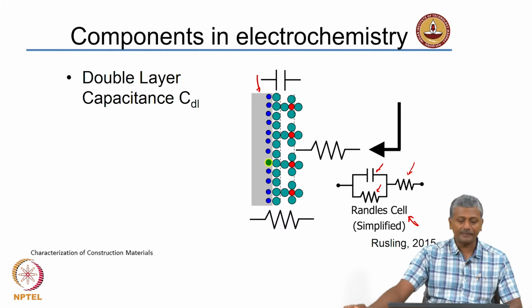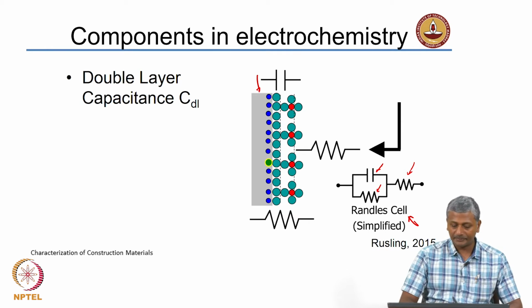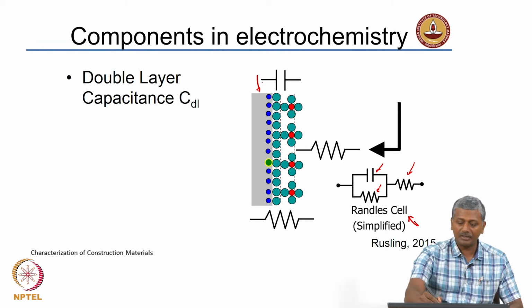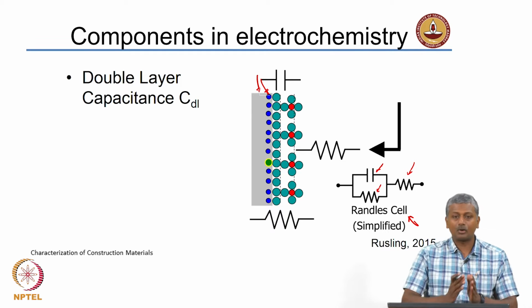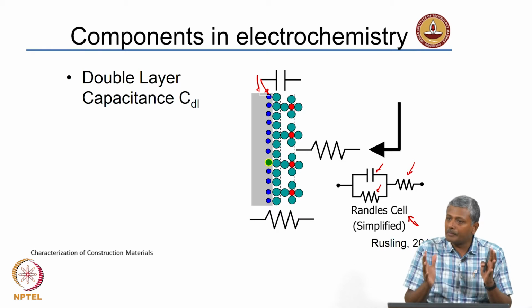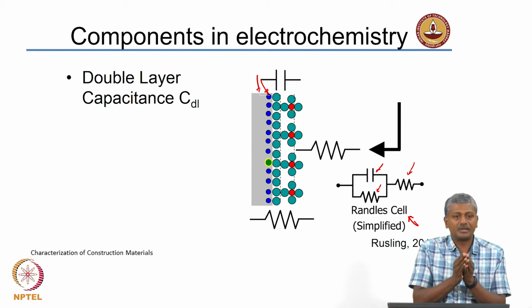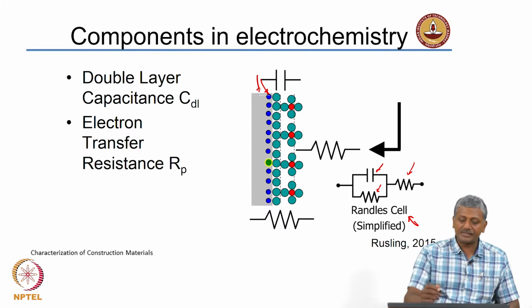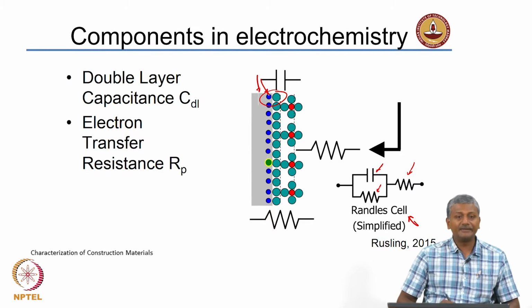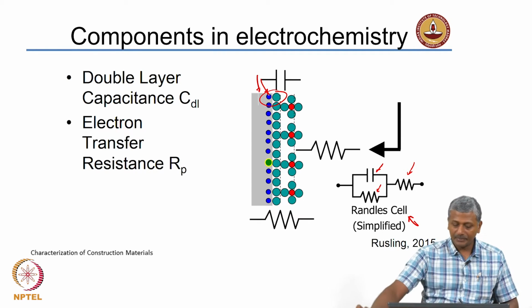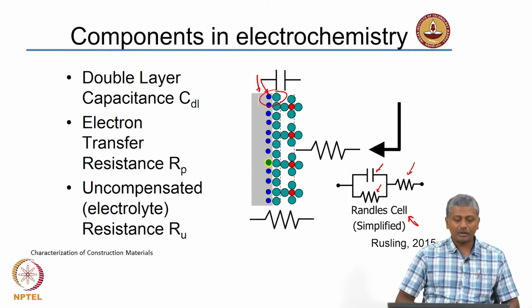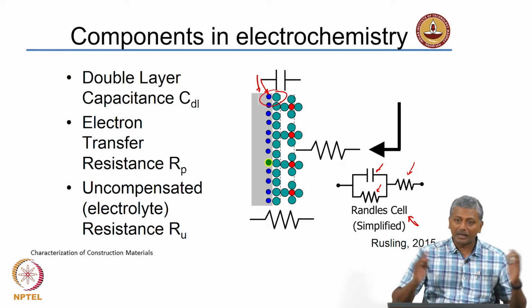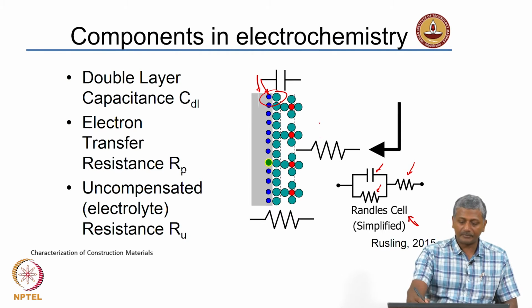How is this arising? You have the double layer capacitance basically, which is on the surface of the steel where it is in contact with the electrolyte. You have what is known as double layer capacitance. So, your ability to actually store charge is high at the interface. You then have the electron transfer resistance, which is between the steel and the surrounding electrolyte, and you also have an uncompensated or bulk resistance of the electrolyte, which is outside.